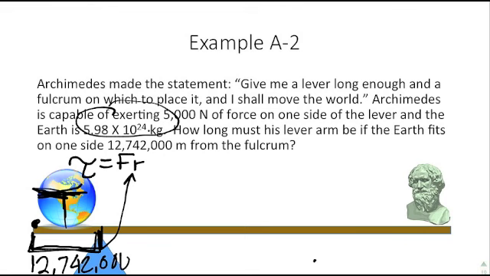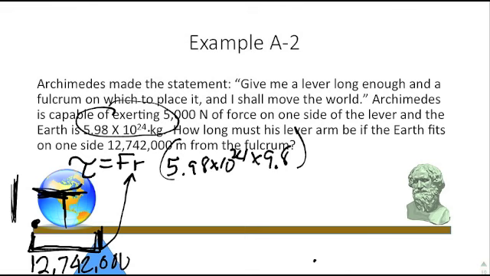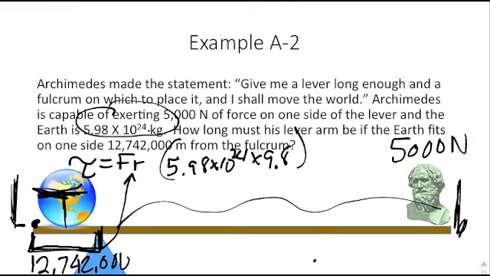Now, just for argument's sake, we're going to say that 5.98 times 10 to the 24th times 9.8 represents your force. Now I know that's not realistic because the acceleration due to gravity on the Earth does not produce a force on the Earth. It doesn't work that way. But just for illustrative purposes, we're going to say that that's the torque on the left side of the lever. On the right side of the lever, you've got Archimedes, and he's pushing down. So he's going to have a force of 5,000 newtons, and what you're trying to do is solve for D. Now you should algebraically be able to manipulate this, and you should be able to figure out that the answer is 1.49 times 10 to the 29th meters.